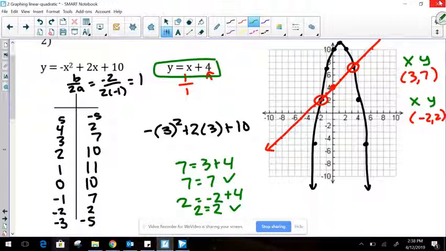Great. Okay, so that's it for this section. You're just plotting your quadratic and linear equations and seeing where they intersect to find as many as 2 points that are possible. All right, nice job.